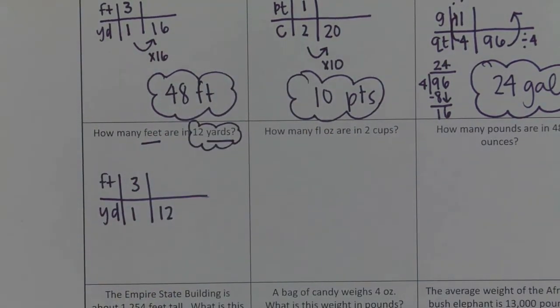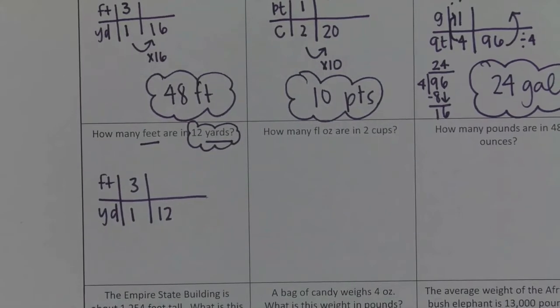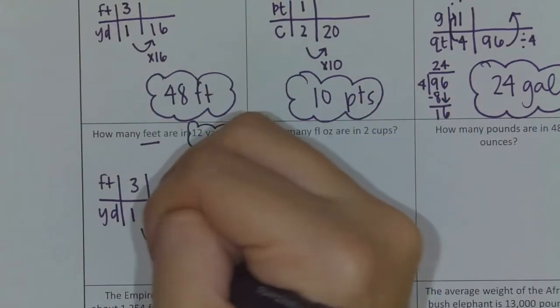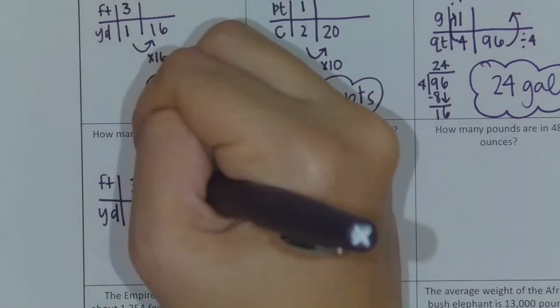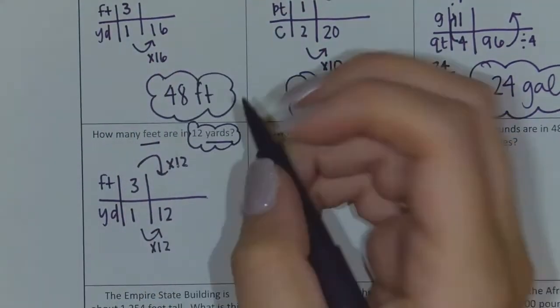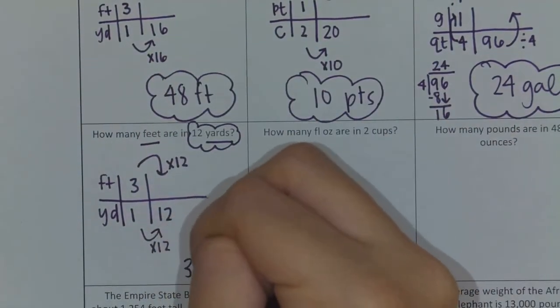My scale factor that I'm going to use, and again, there are 2, just pick whichever one you like, but I'm going to go from 1 to 12. So my scale factor would be times 12. What I do to the bottom, I also have to do to the top. So 3 times 12 would give me 36 feet.